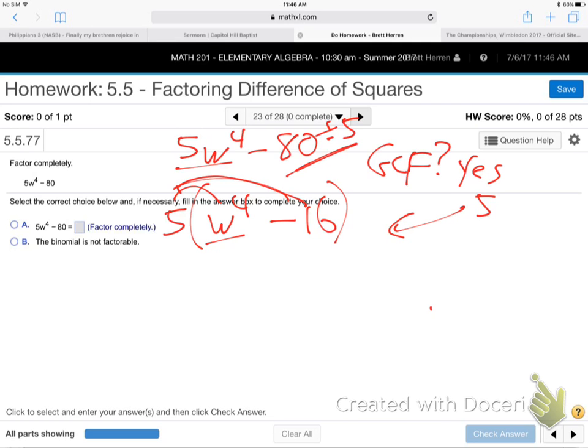So the first step on any factoring problem is to ask yourself, is there something in common? Does 5 and 80 have something that goes into both of them? Yes, 5. So then you put the 5 in the front, 1 parenthesis, right? Not the 2 right away, just the 1, and divide by 5 there, and you find the number.